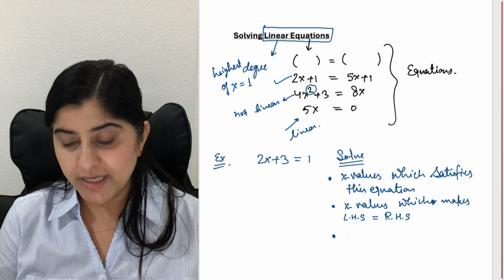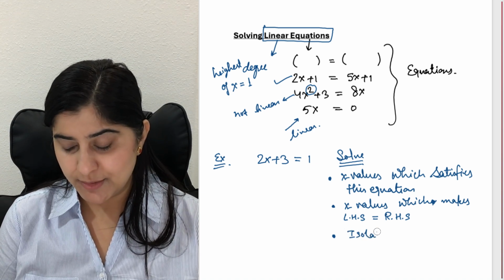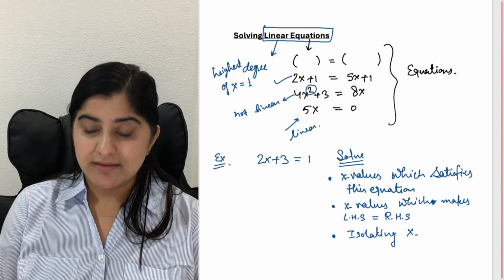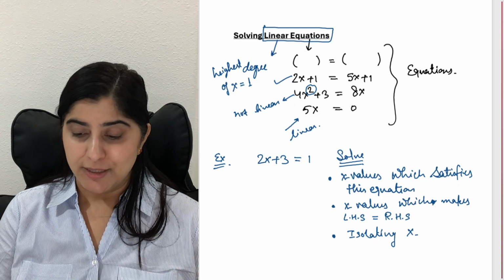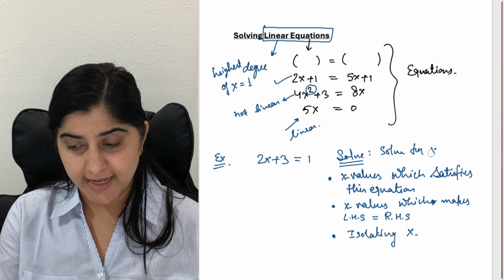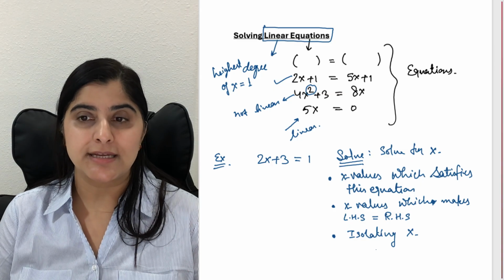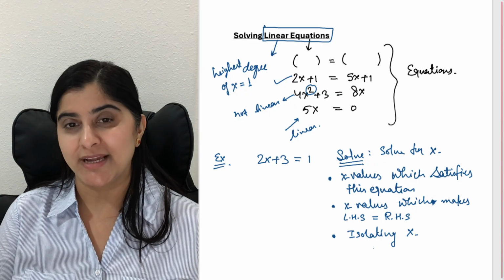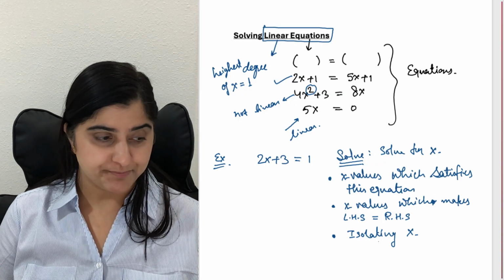In other words, we are isolating x. So all these mean we are solving for x. Solve for x, isolate x, find x values which satisfy this equation, find x values which make the left hand side equal to the right hand side. That is the meaning of solving an equation.